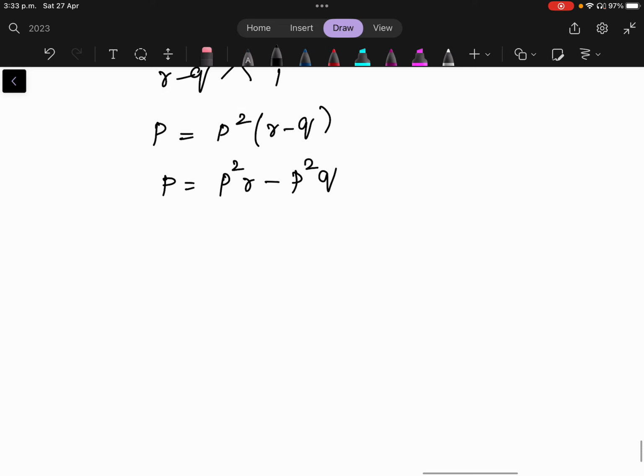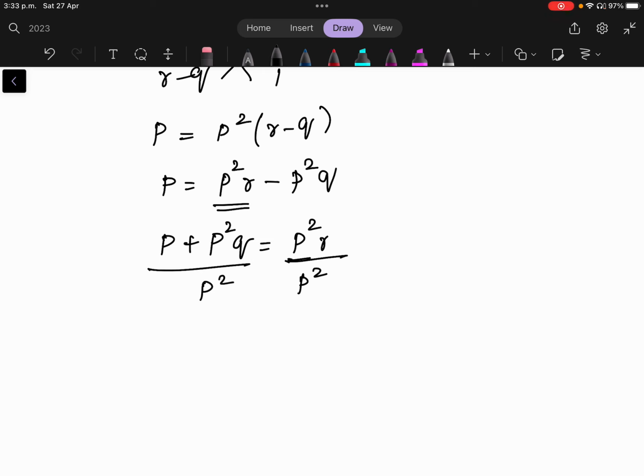And since you have to work with r, you just keep r on one side, bring the other terms to the left hand side. So p plus p squared q is equal to p squared r, and then you divide both sides by p squared. So this will get cancelled. So r is equal to p plus p squared q over p squared.